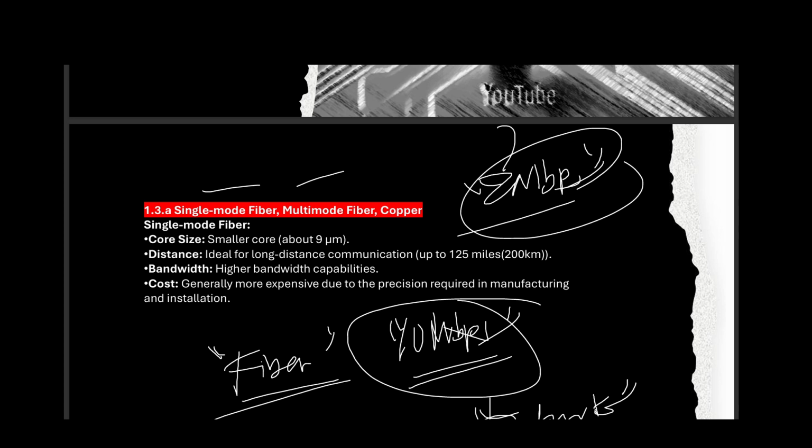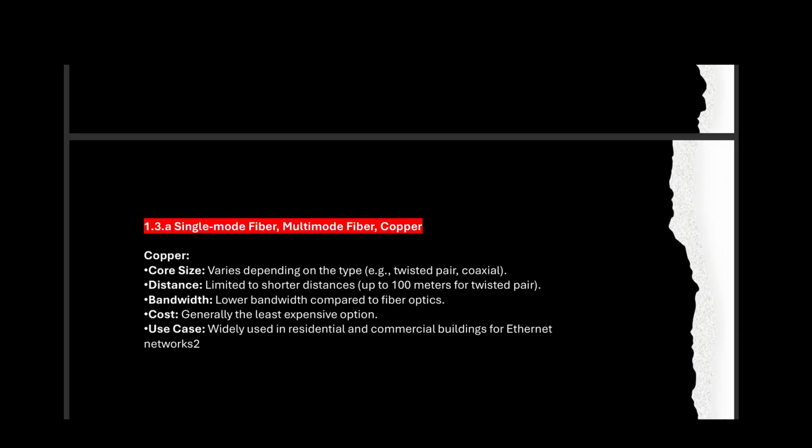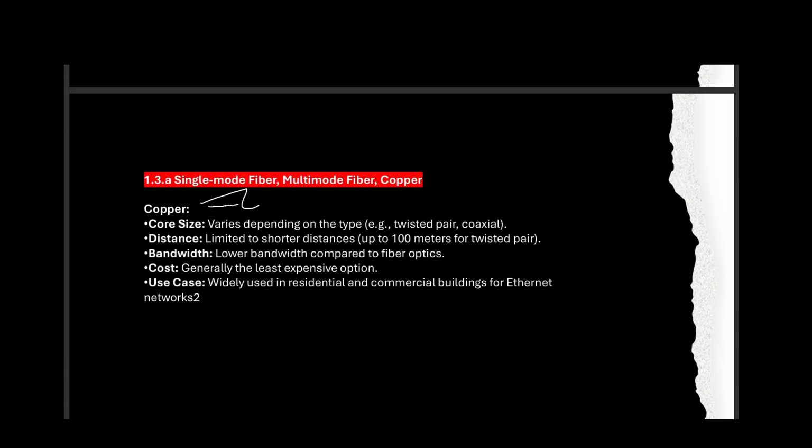What we know so far, and the most common, would probably be copper. That's the Ethernet cabling, usually yellow in color, the one you always see on the back of your computer connected to your router. So this is the common one.